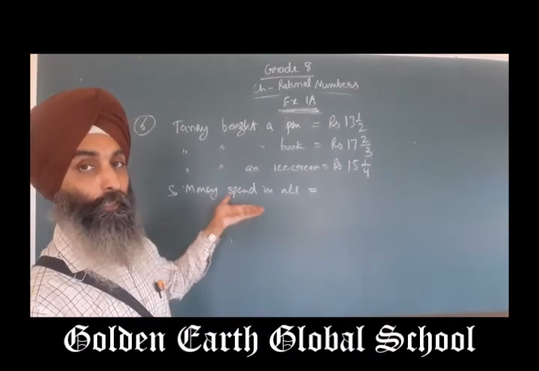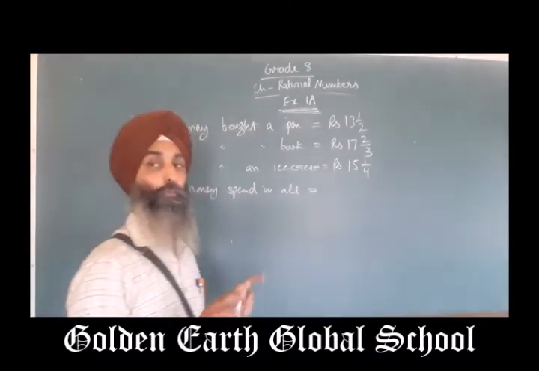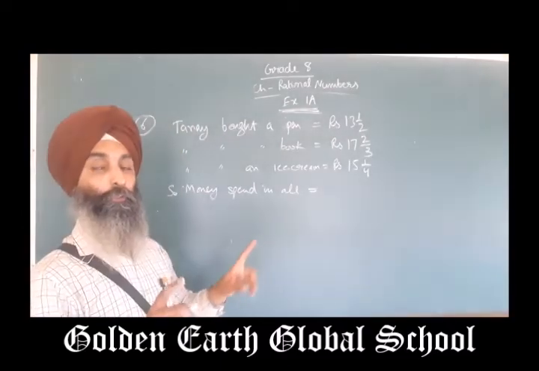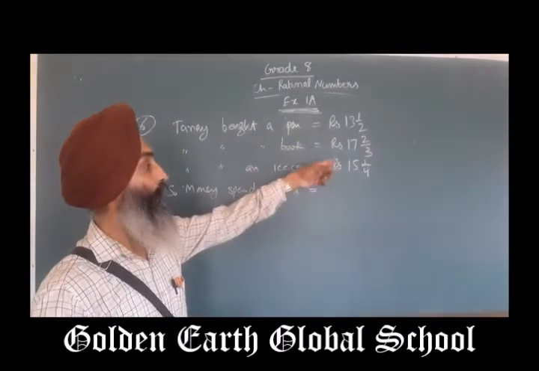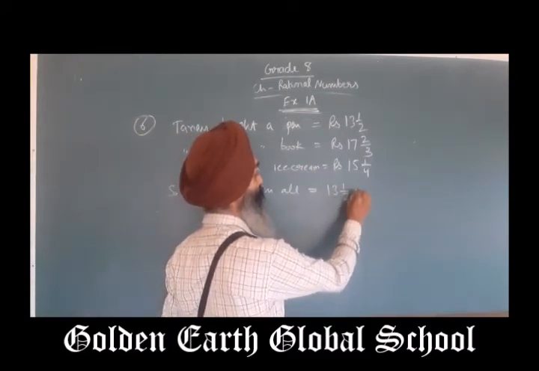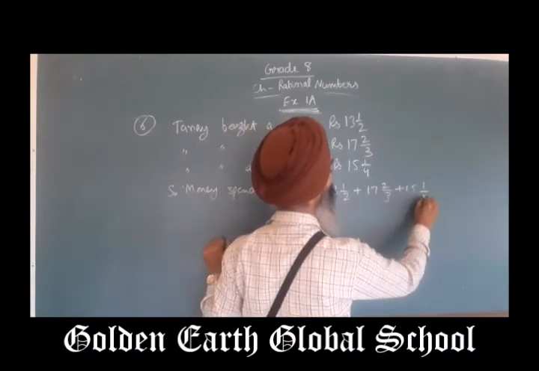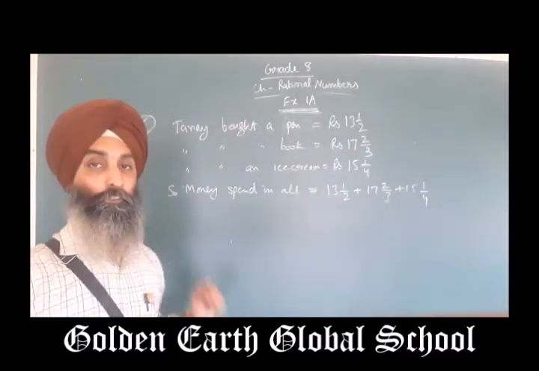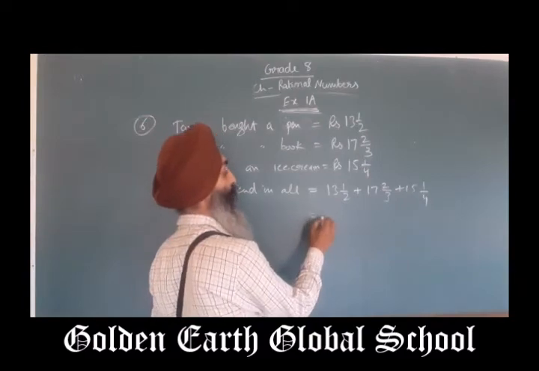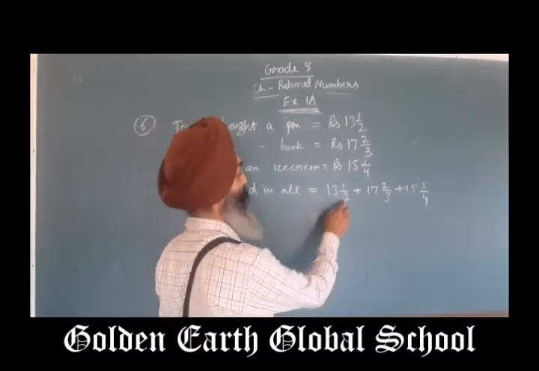So the question is, how much money did he spend in all? Total money spent. What will you do? We will add all the items. This is the first, this is the second, this is the third. So add all the mixed fractions. How will you add? First of all, we have to convert them into simple fractions.